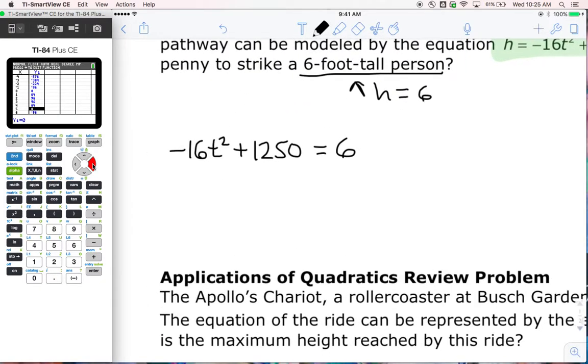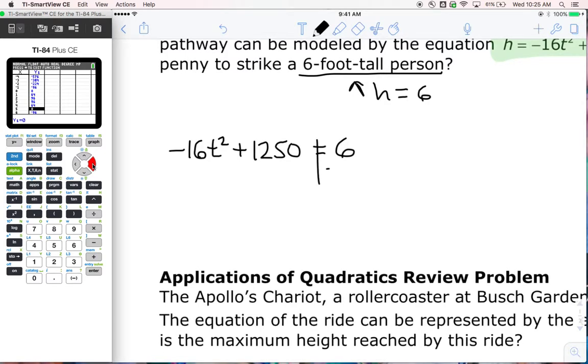So let's go ahead and just get what we need. Let's subtract 6 from both sides. You can subtract it from this number because they're both just constants. And so I get negative 16t squared plus 1250 minus 6, which is going to be 1244. And this is equal to 0.